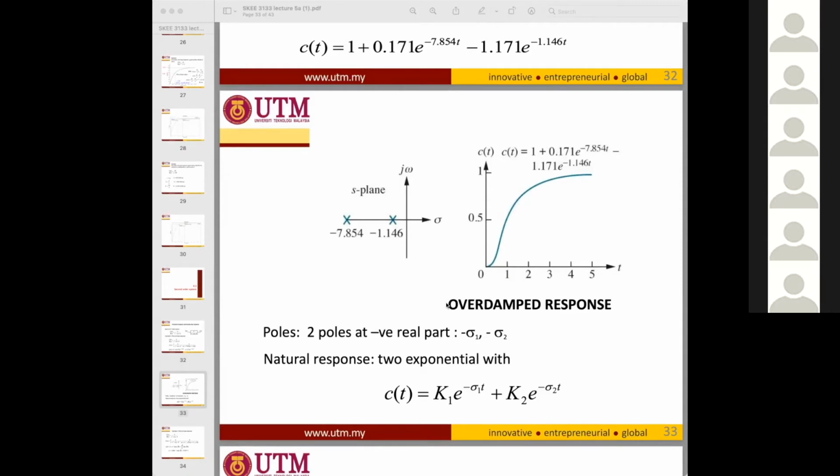Okay, so the behavior of the overdamped response is two poles at negative real part, which is minus sigma 1 and minus sigma 2. The natural response has two exponentials, which is K1 exponent minus sigma 1 t plus K2 exponent minus sigma 2 t.